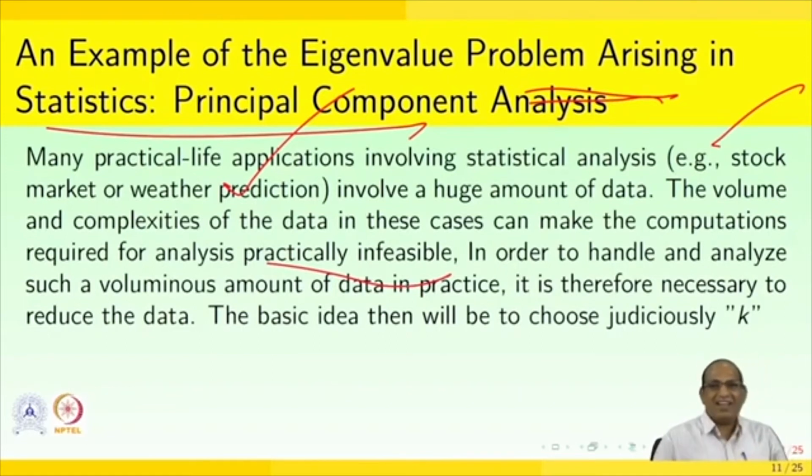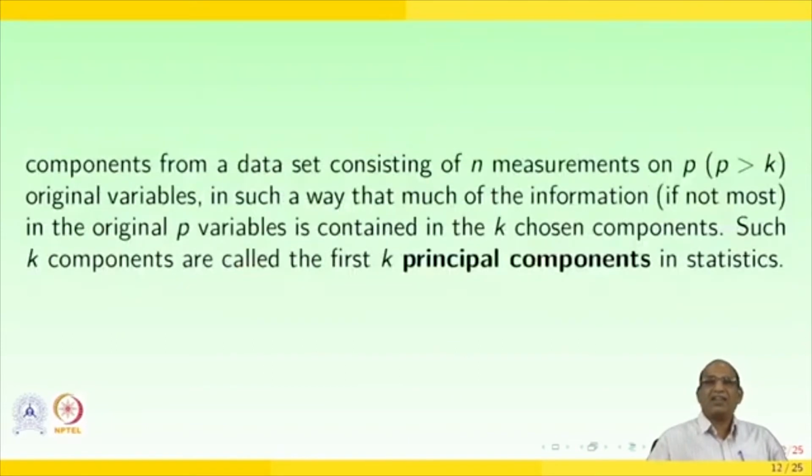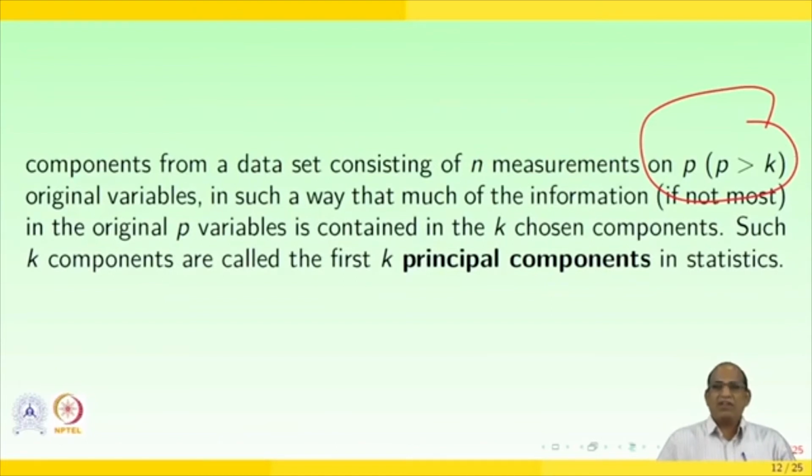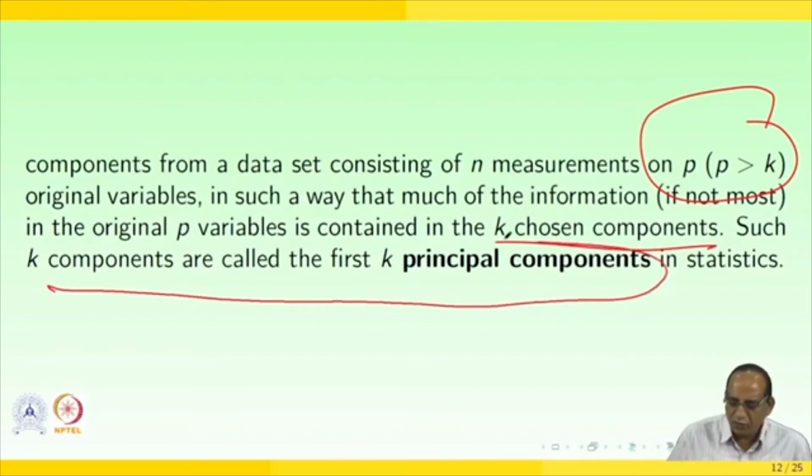So, in order to handle and analyze such a voluminous amount of data in practice, it is necessary to reduce the data. The basic idea is to choose judiciously K components from a data set containing n measurements on P original variables, where P is greater than or equal to K, such that much of the information in the original P variables is contained in the K chosen components. Such K components we call the principal components of the statistical data.